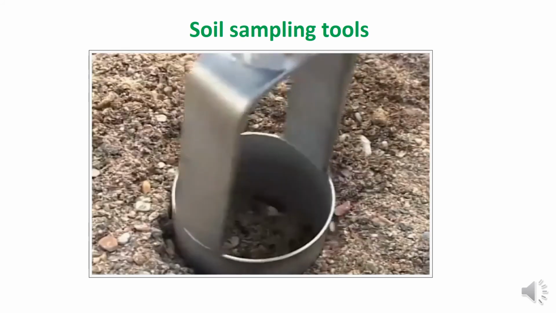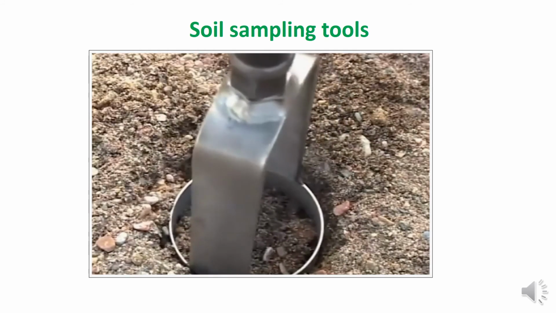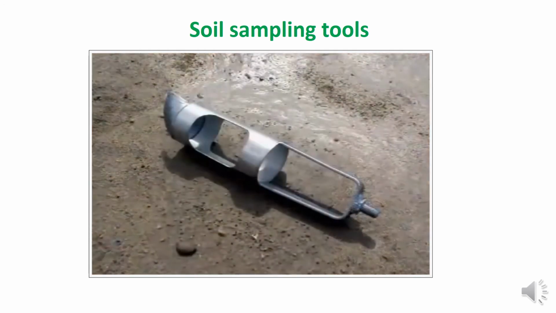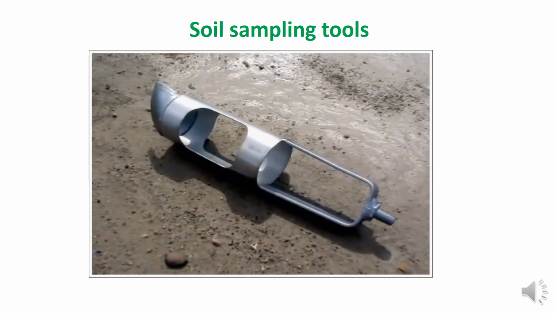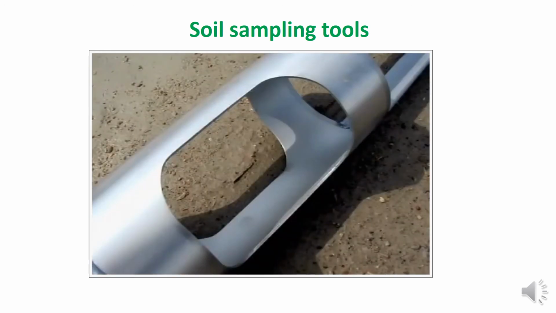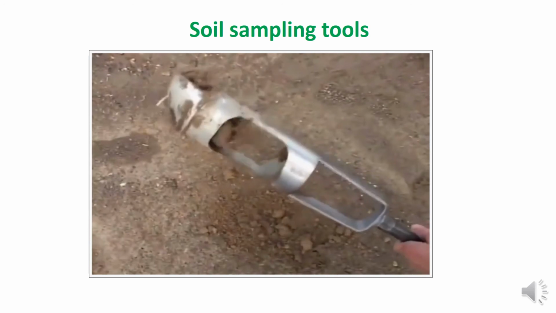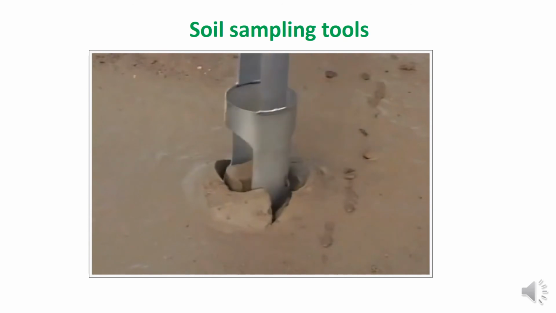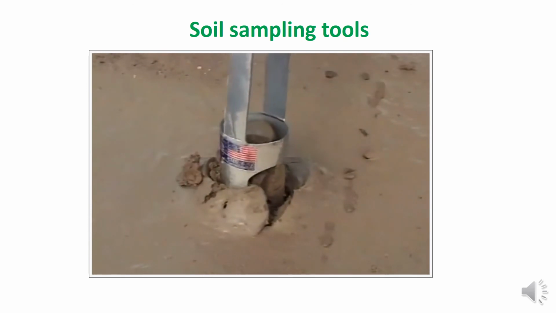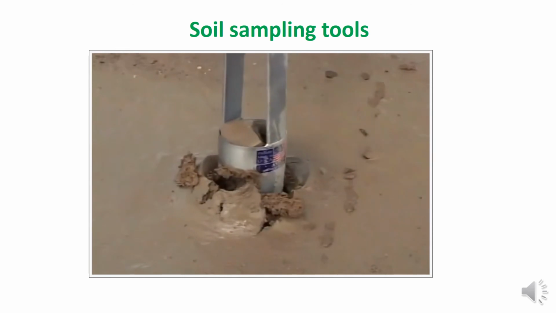If you look at the procedure, this is how we can take soil samples from a field. If the soil is wet, this type of auger can be used. It is easier and more feasible to use such augers under different field conditions. So there are different types of augers depending upon the area from which you want to collect the samples.